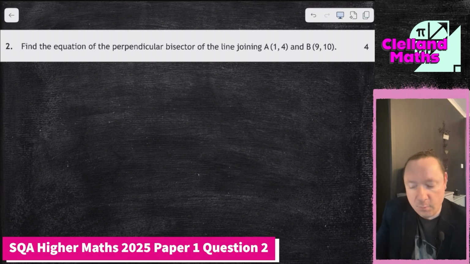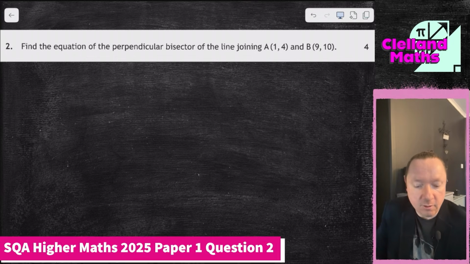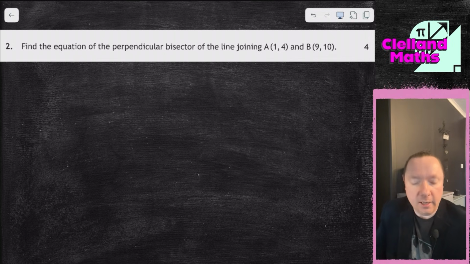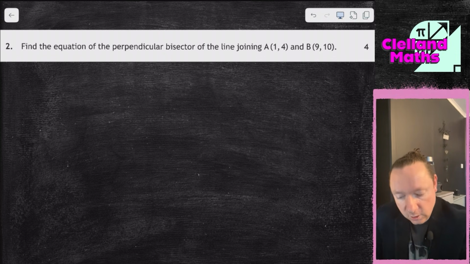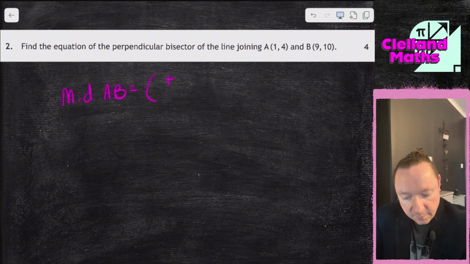SQA Higher Maths 2025 Paper 1 Question 2. Find the equation of a perpendicular bisector between 1, 4 and 9, 10. So perpendicular bisector means you need to find the midpoint first and then use m1 times m2 equals minus 1 for your gradient. So let's do midpoint of a and b. So that's when you add the points and divide by 2. Average them out. 1 plus 9 over 2 and 4 plus 10 over 2.